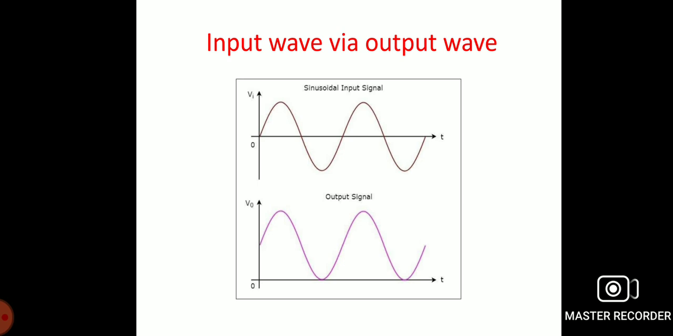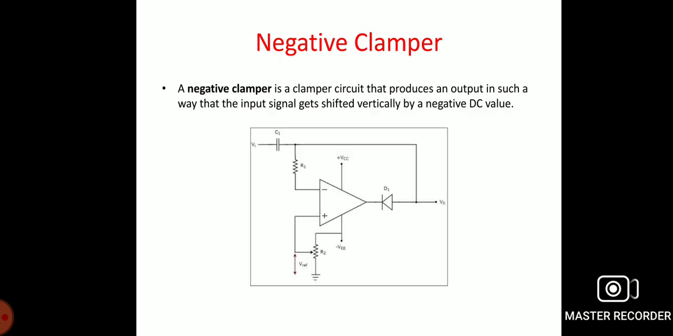Now we can see the negative clamper circuit. A negative clamper is a clamper circuit that produces an output in such a way that the input signal gets shifted vertically by a negative DC value. In this circuit, a sinusoidal voltage Vi is applied to the inverting terminal of an operational amplifier through a network that consists of capacitance C1 and resistance R1.